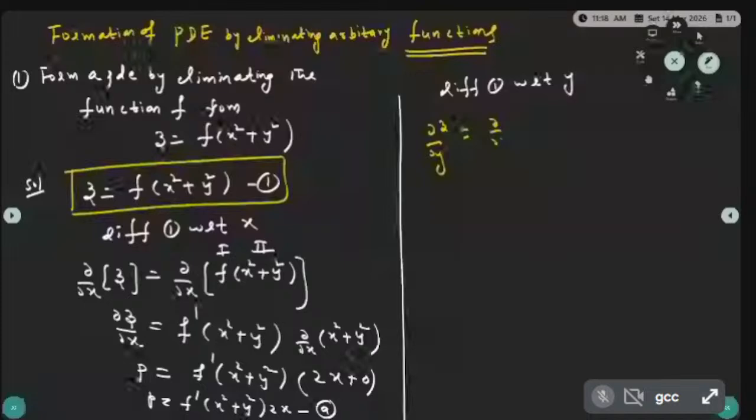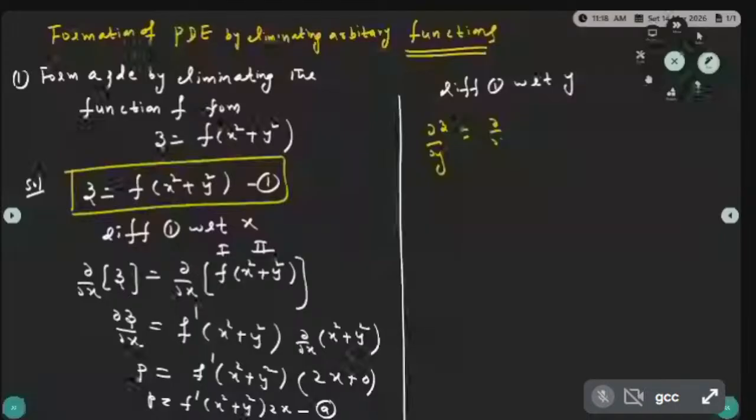Now q equals f dash of x square plus y square into dou by dou y of x square, opposite family, plus dou by dou y of y square, which is 2y. Therefore, q equals f dash of x square plus y square into 2y. Say this is b.